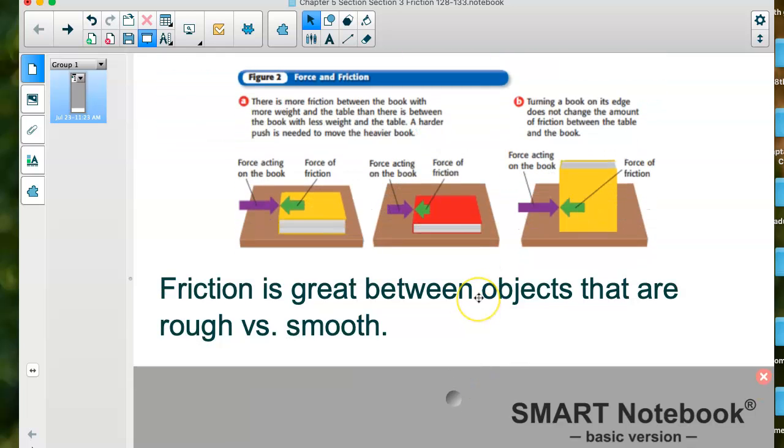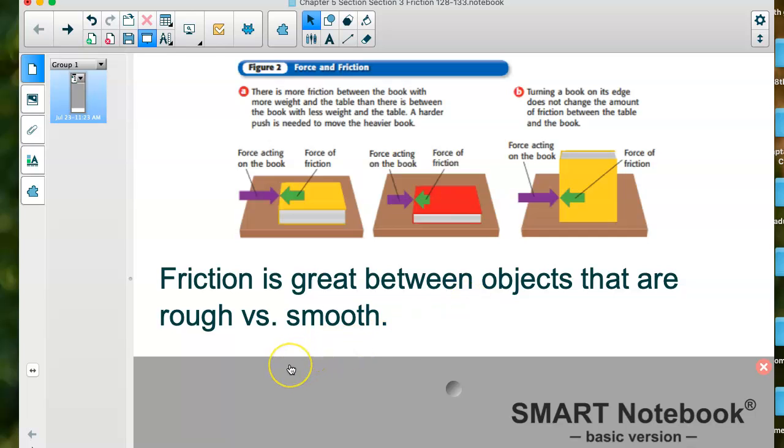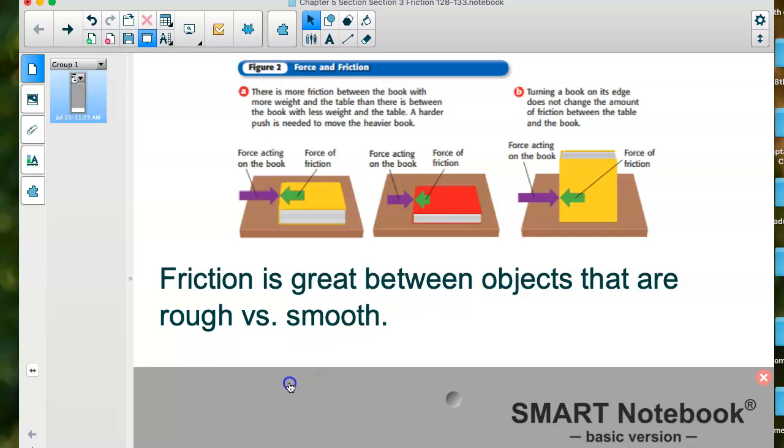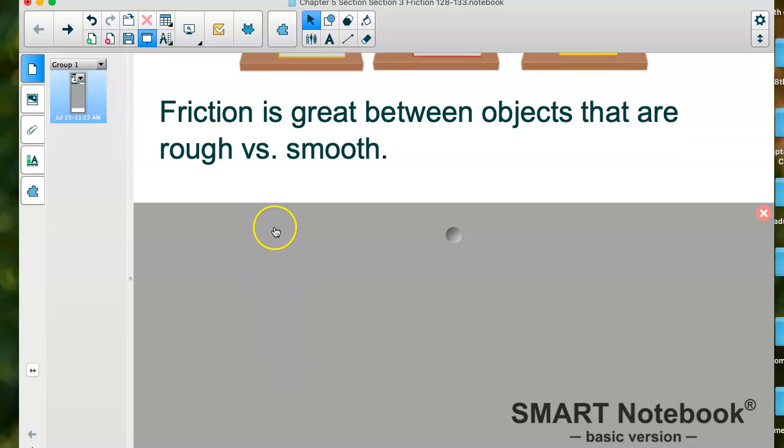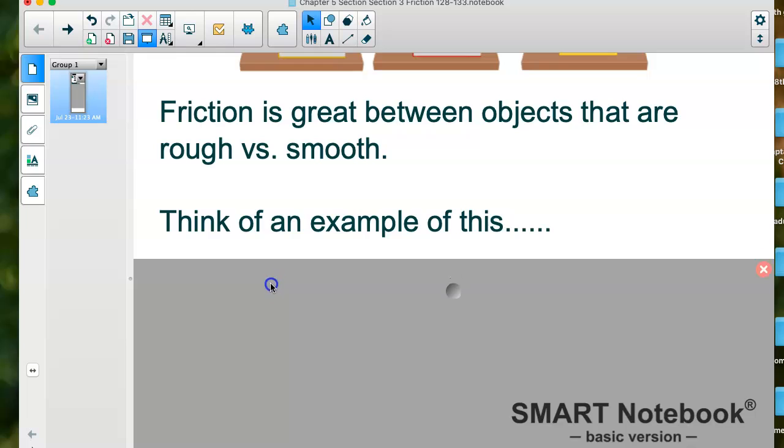So the friction is greatest between objects that are rough versus smooth. And I want you to think about that very importantly as we move forward. Think about trying to move something across a carpeted surface versus, let's say, a hardwood floor or a linoleum kind of floor like the ones that we would have in our hallways at school, or a ceramic tile floor versus carpet, or grass versus the sidewalk. I want you to really think about that as we move forward. So the friction between those surfaces that are rough versus smooth is going to make a difference.